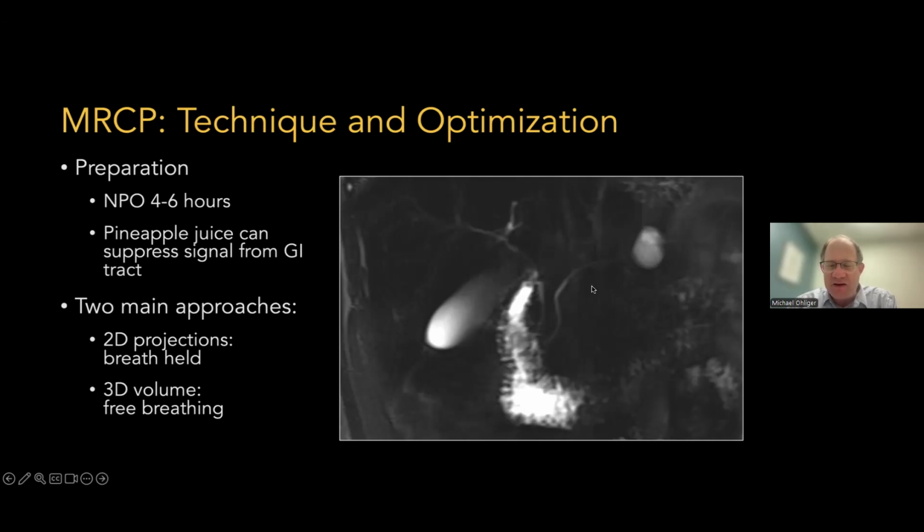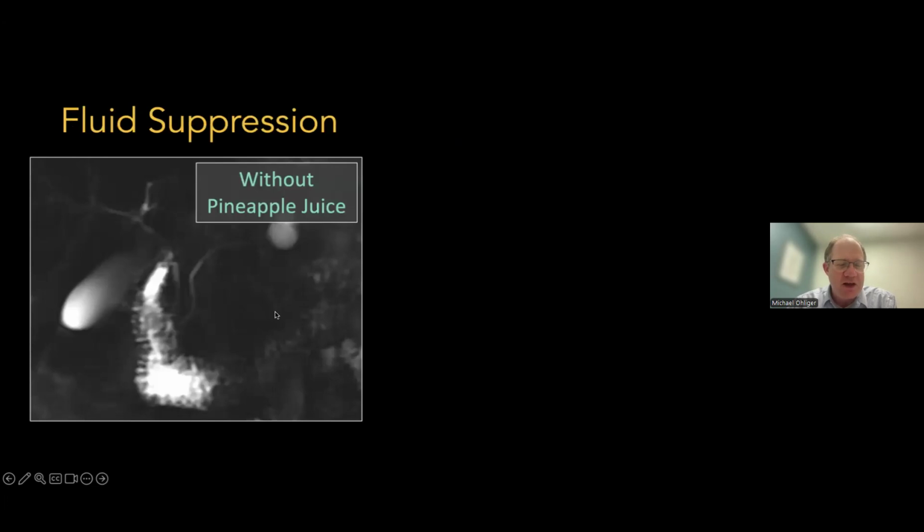And this is an MRCP. Actually, this patient has a pancreatic cyst here. But then we can give things, and believe it or not, it's pineapple juice. There are other juices you can give that decrease the signal in the GI tract. So many times we'll give patients pineapple juice in order to see this.